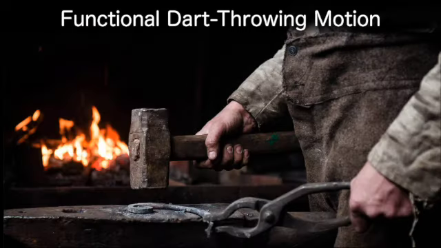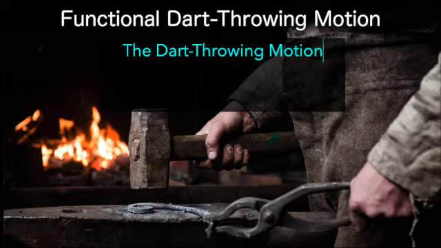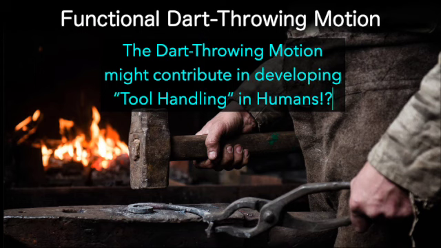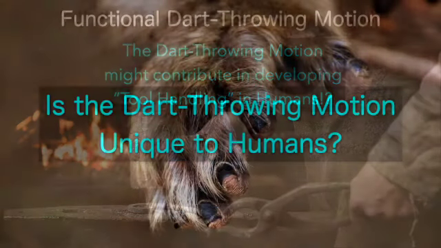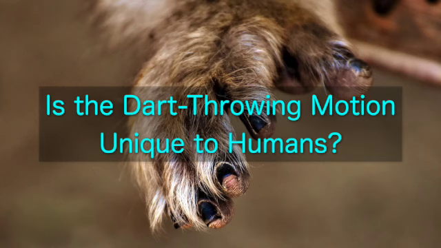When thinking about the evolution of anatomy and functions of the wrist joint, a hypothesis that the dart throwing motion might contribute to developing tool handling in humans brought us one question: whether the dart throwing motion is unique to humans. I think the answer is different according to the definition of the dart throwing motion.